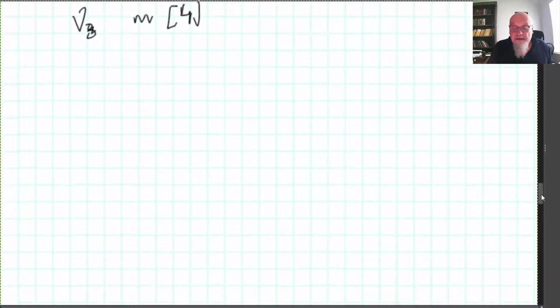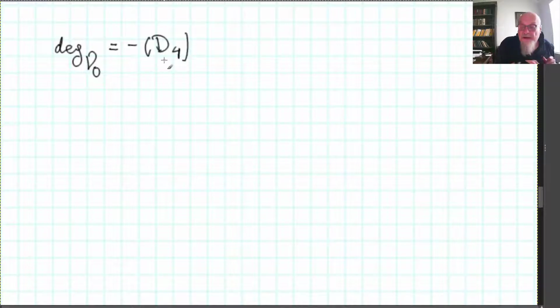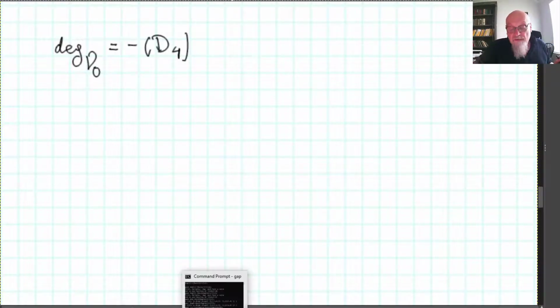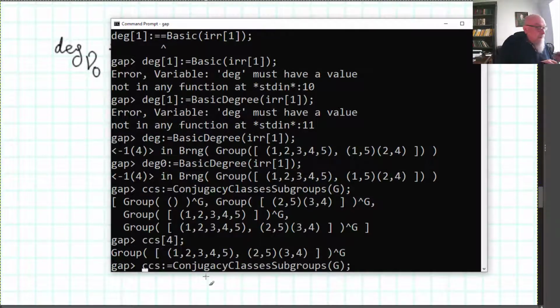Let me write it. So we have here like this. Basic degree: degree of V0 is equal to minus D4. I just computed my first basic degree using, let's say, our package for graph. So if this is done, then let's compute the second one. And now I put here number 2.